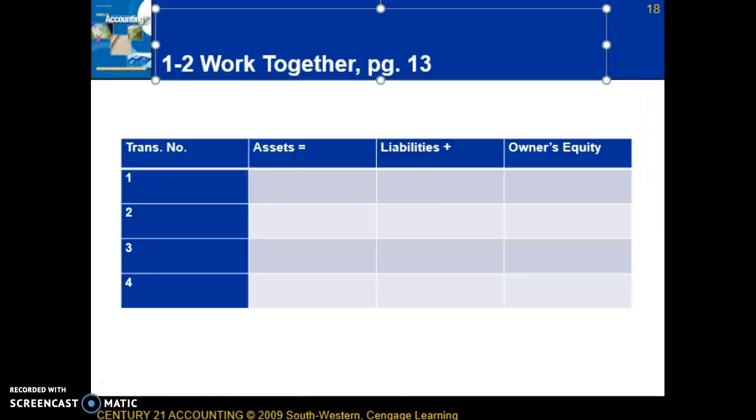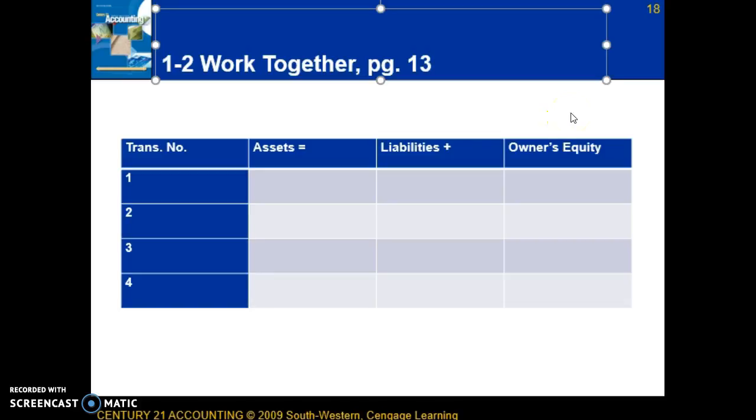Last thing I'll go through with you is the work together, which is on page 13. It tells you to write the answers to the following problems in the working paper. And so step 1 says for each transaction, place a plus in the appropriate column if the classification is increased, place a minus in the appropriate column if the classification is decreased. Remember, our assets we have so far would be our cash, our prepaid insurance, and also supplies. Our liabilities so far is accounts payable, and our owner's equity would be our capital account.